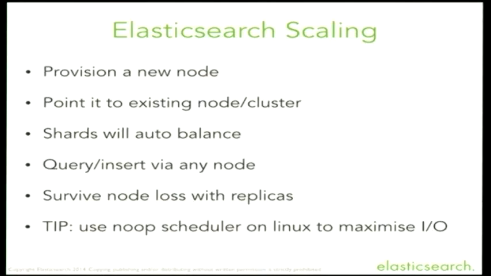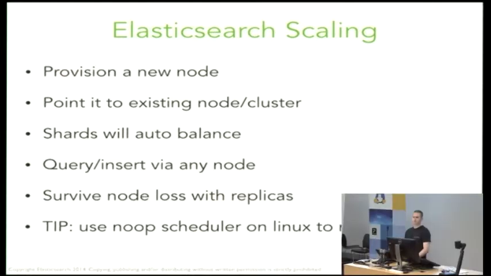When you want to scale out a single node for Elasticsearch, it's pretty simple. You just follow these steps. The cool thing about it is once a node joins a cluster, the shards that you've got will automatically balance across the new nodes. You can query and serve via any node while things are being rebalanced as well. And as long as you've got a replica set, you can survive the loss of a node. The bottom tip: all writes in Elasticsearch are done sequentially, even an update to a document. So if you use the NOOP scheduler, you'll get better performance, especially with SSDs.